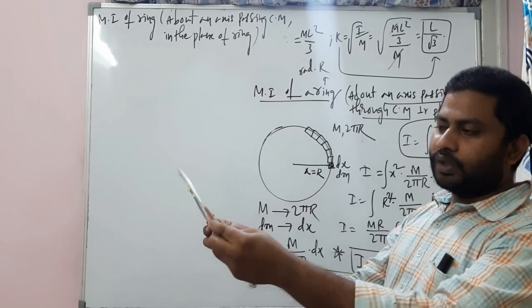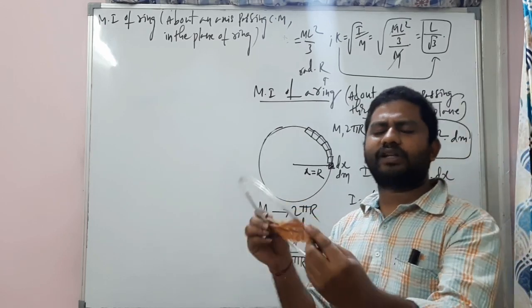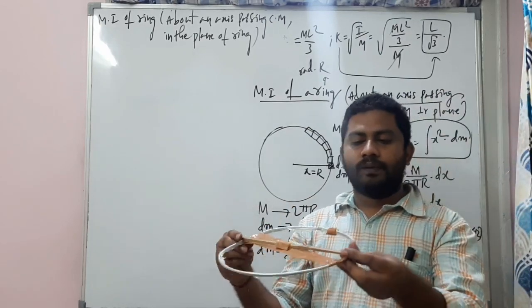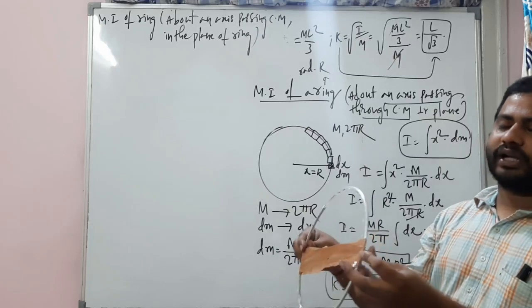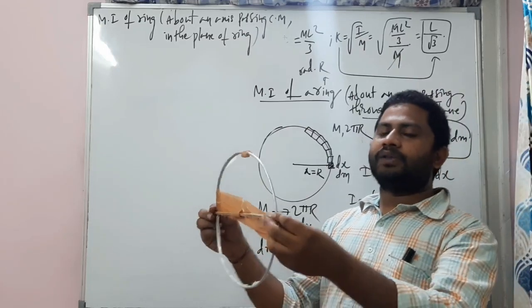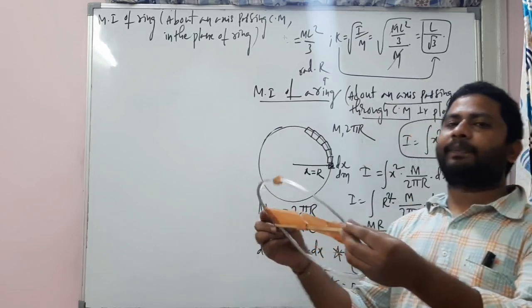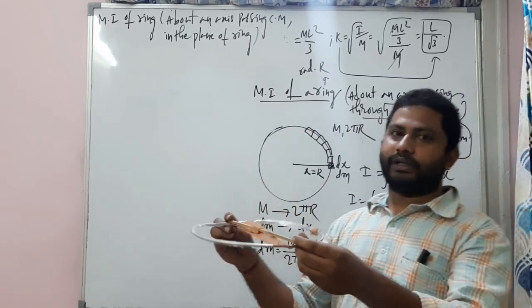Understand? So now this is also, the axis of rotation is passing through the center of mass only. But the axis of rotation is in the plane. I hope you are getting the point.